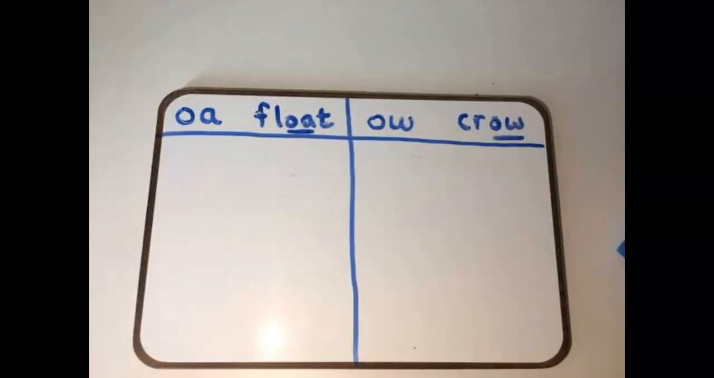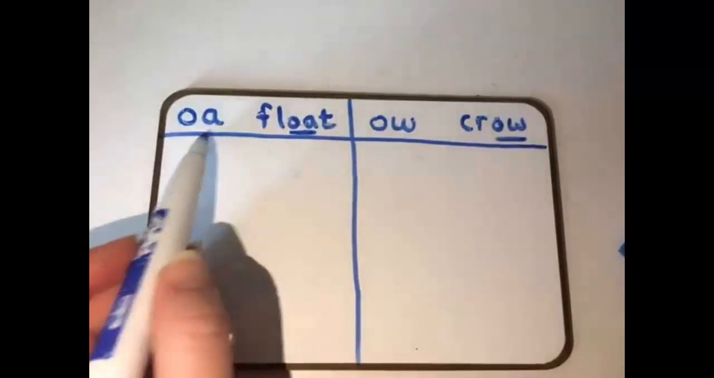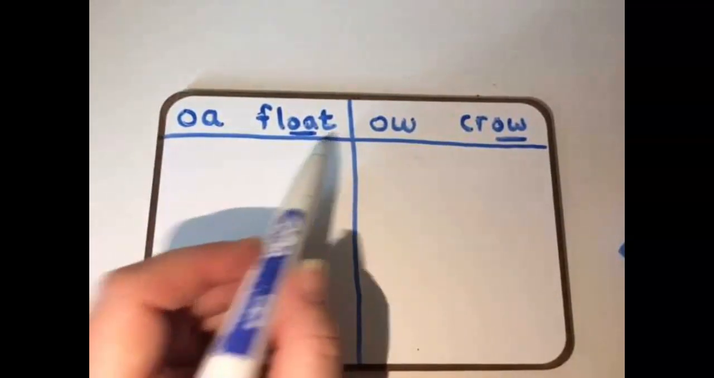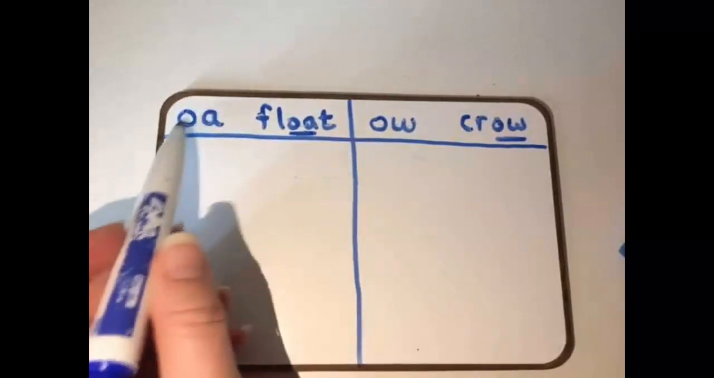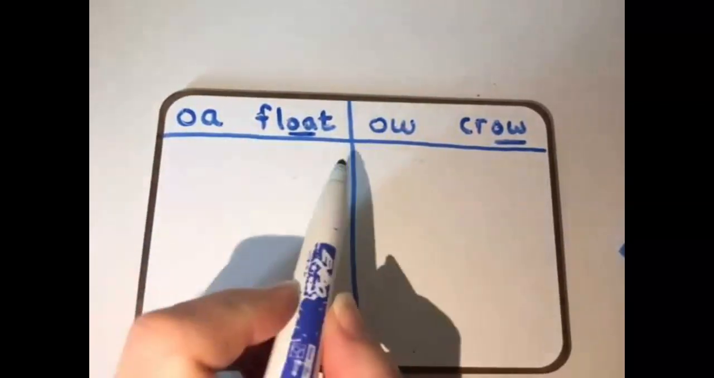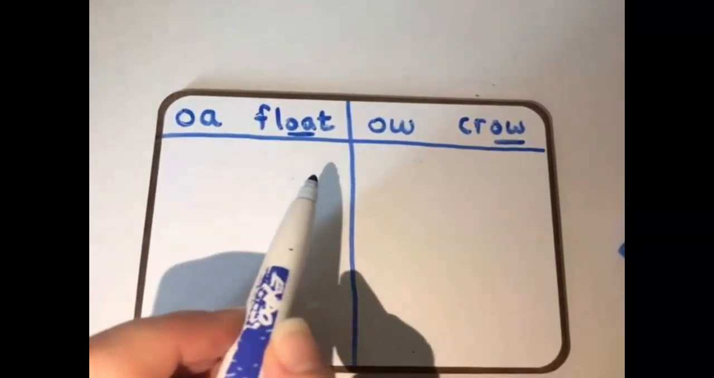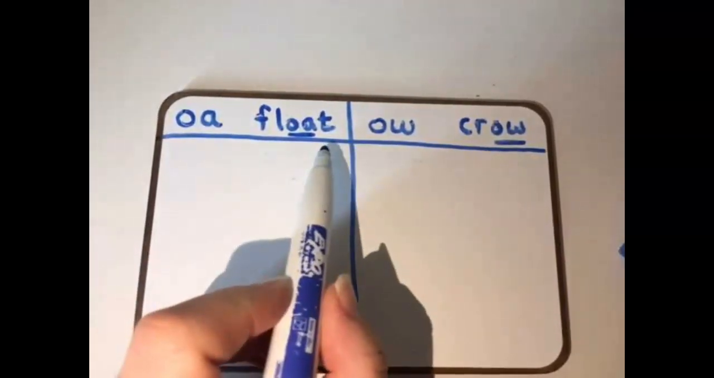Okay, so hopefully you were able to pause the video and get yourself set up like me. So now I'm going to give you some words to write down, and you have to figure out which side you think they go in. So let's talk about OA for a moment. OA usually does not come at the end of words. It's usually in the middle, or it can be at the beginning, but it's very rare that it's at the end in words that originated in the English language. There are always words that like to break rules, but for the most part, OA is not found at the end of English words.